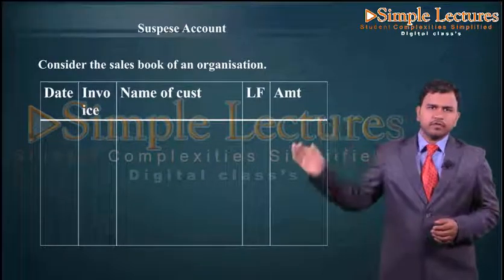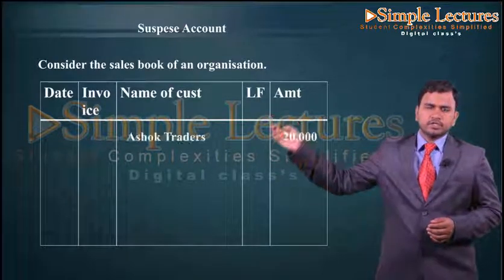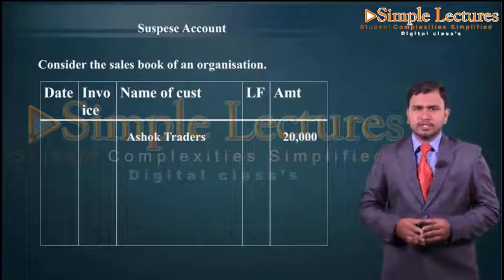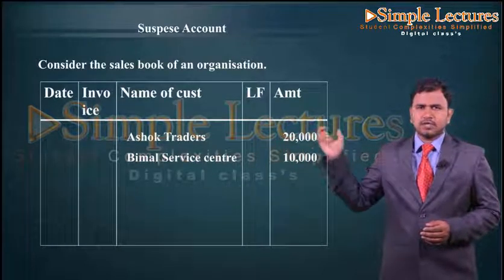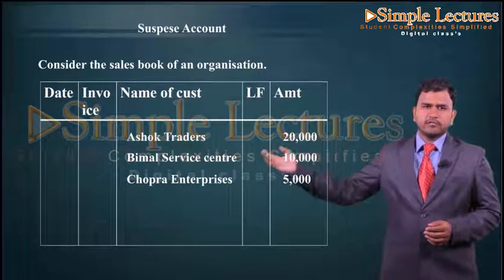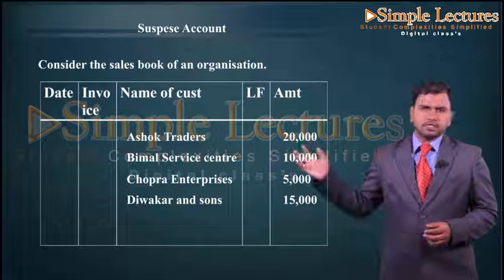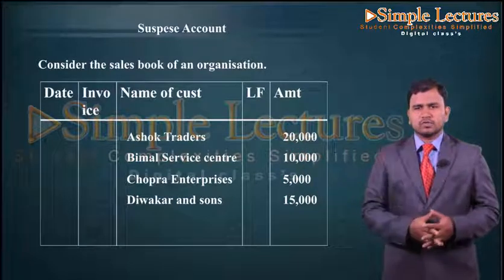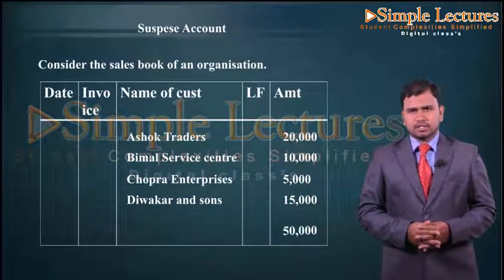So we have the following traders' names here. One is Ashok Trader and the amount is 20,000. Then Bimal Services, amount 10,000. Then again Chopra 5,000. Then we have Divakar and Sons 15,000. So the total sales book total we have is 50,000.